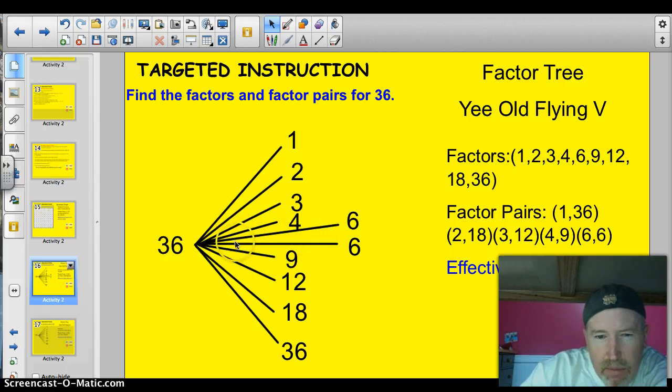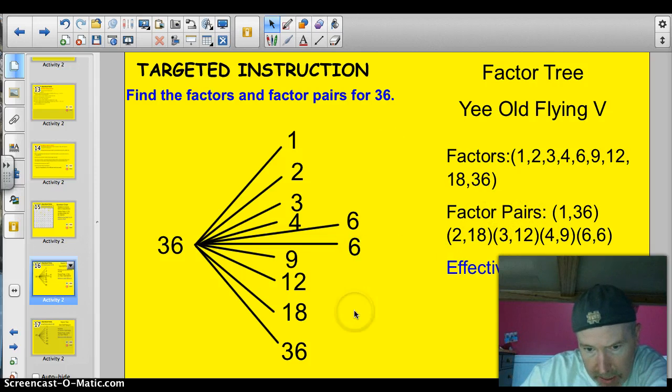And you notice this happens a lot. I just ran out of room, so I just make a real long skinny one. 6 will go in there 6 times. And there's that repeating factor so that I know I'm done. So 6 and 6. You end up with your factors for ye old flying V, as I like to call it, of 1, 2, 3, 4, 6, 9, 12, 18, and 36.